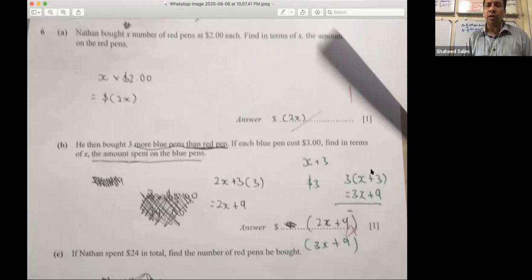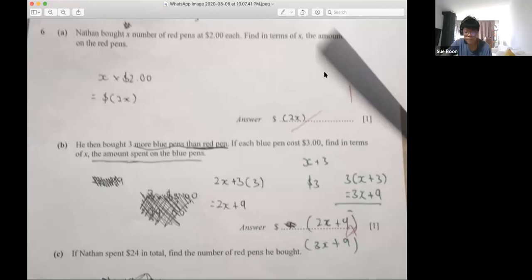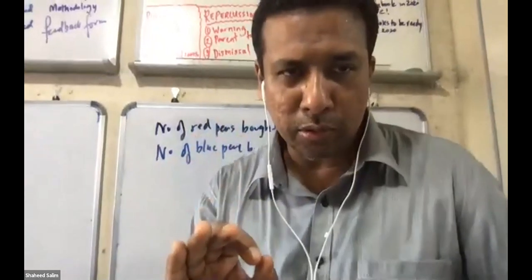Now, how do you find the total amount paid? You look at your first example. You take the number of pens, X, times the price per pen. That's why X times 2, 2X. You take the price of 1 pen times the number of pens. Same thing, now the number of pens is X plus 3 and the price is $3. So you times it together. Are you confused? Okay. Yeah means okay, right? Or you confused?